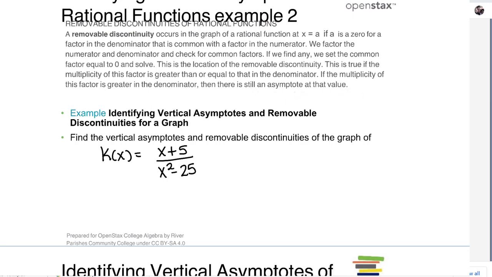What that means is, if it's a greater multiplicity in the bottom, that factor is not going to cancel completely out. And if it doesn't cancel completely out, then it will still be a vertical asymptote. Let me show you what I'm talking about here. You need to find the vertical asymptote and the removable discontinuities of this graph.